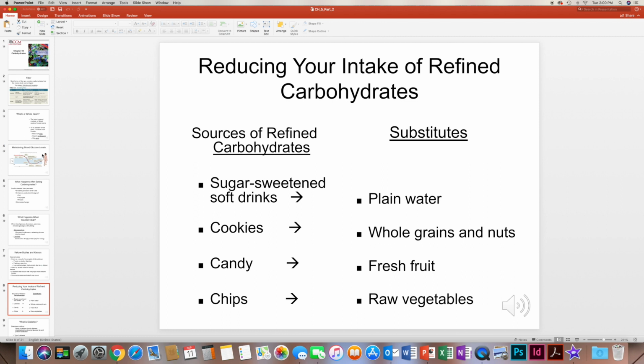Replace your sugary soft drinks with water. Eat whole grains and nuts instead of cookies. Have fresh fruits instead of candy. If you're looking for something crunchy, eat raw vegetables instead of chips.